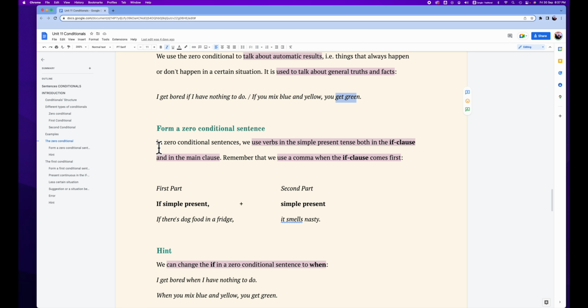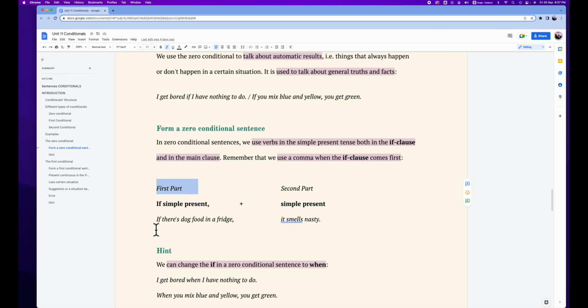Then how to form a zero conditional sentence? Let's take a look. In zero conditional sentences, the verb used will be in simple present tense for both the A part and the B part. The A part, we call it the if clause. The B part, we call it the main clause. There is a comma if the A part starts first. The if clause starts first, put a comma in the middle, like this. Both sides will be using simple present.